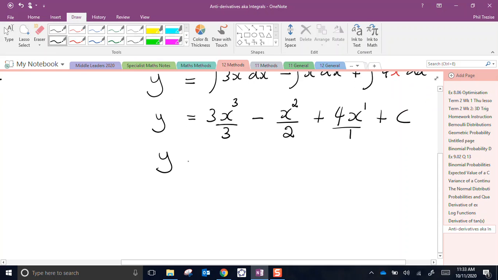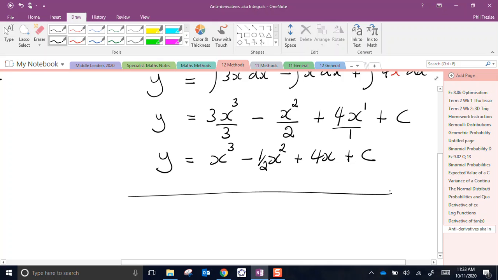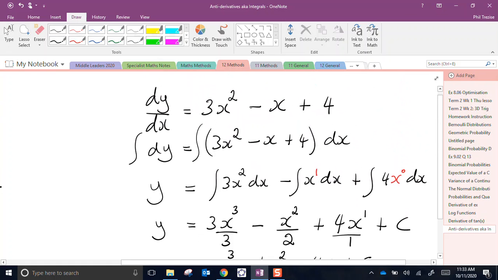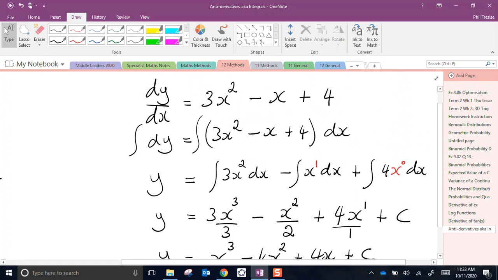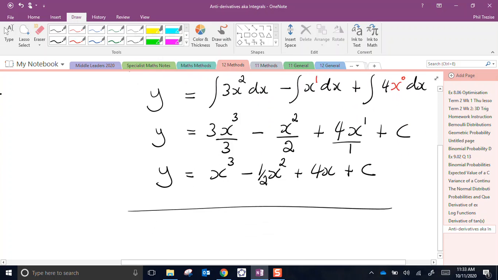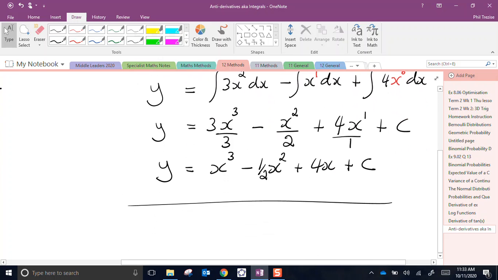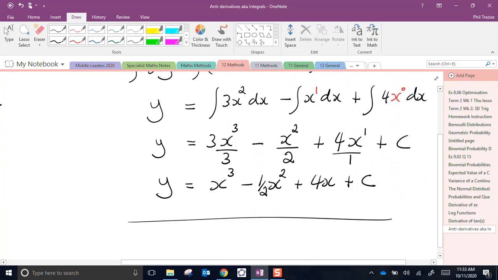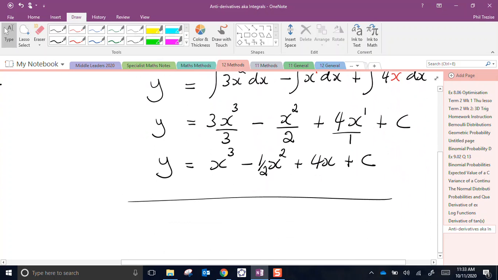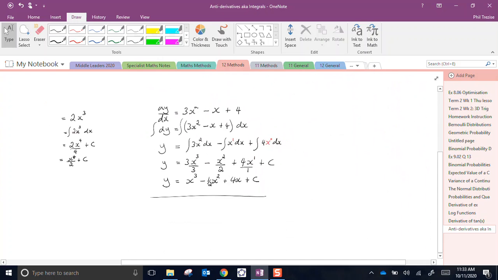Of course, we would neaten this up a little bit. That simplifies to x cubed minus 1/2 x squared plus 4x plus c. And that's our antiderivative, or our integral, of the quadratic formula that we were given to start with. So again, we could check our answer by taking derivative of this to see that we actually get the quadratic formula we started with.